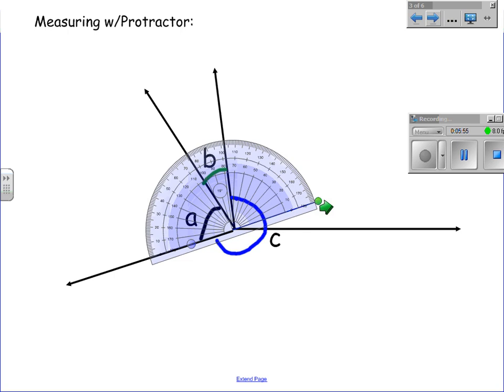Anyone confused? All right, let's find out by having you measure angle B and checking with your partner. Let's go ahead and measure B and check with your partner.